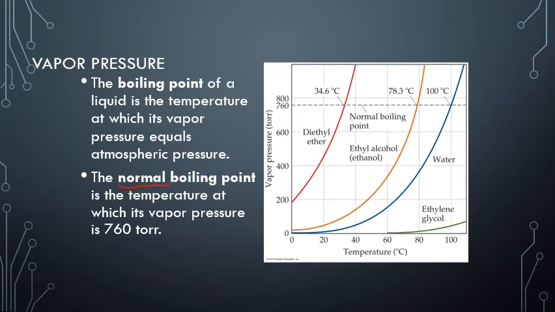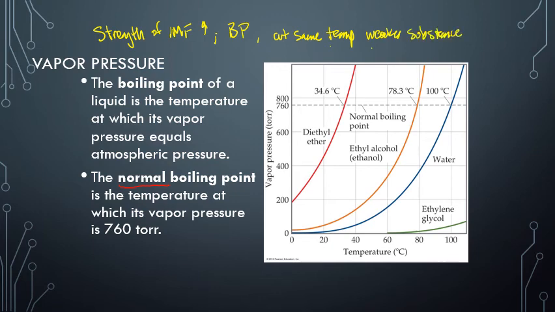But I want to talk about the different substances. When we look at these things, we have a direct relationship. As the strength of the IMFs increases, you'll have an increase in the boiling point, which means that for any substances at the same temperature, the weaker substances will have a greater vapor pressure. And I hope that makes sense.